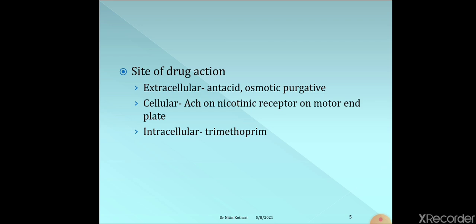Nuclear receptors: corticosteroids are the drugs which show their action, their response, by binding to the nuclear receptor. Similarly, trimethoprim, it is an antimicrobial agent which also acts upon intracellular receptors.